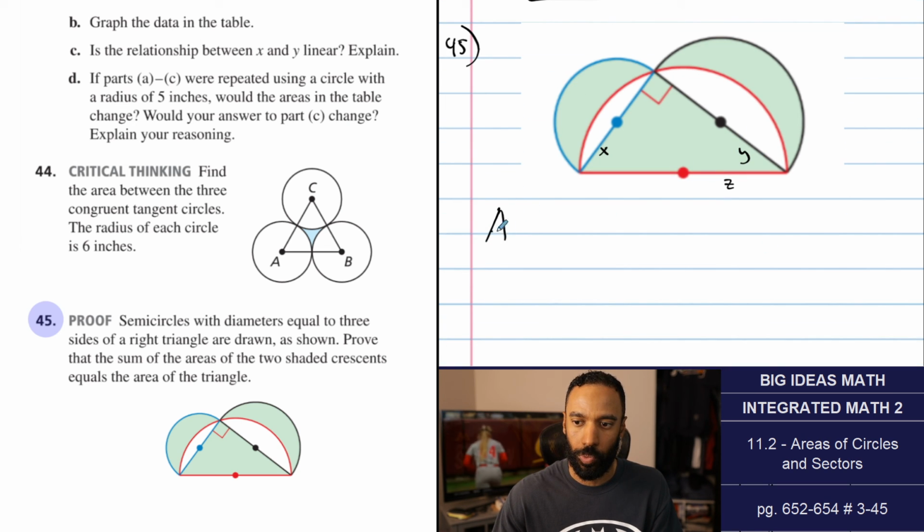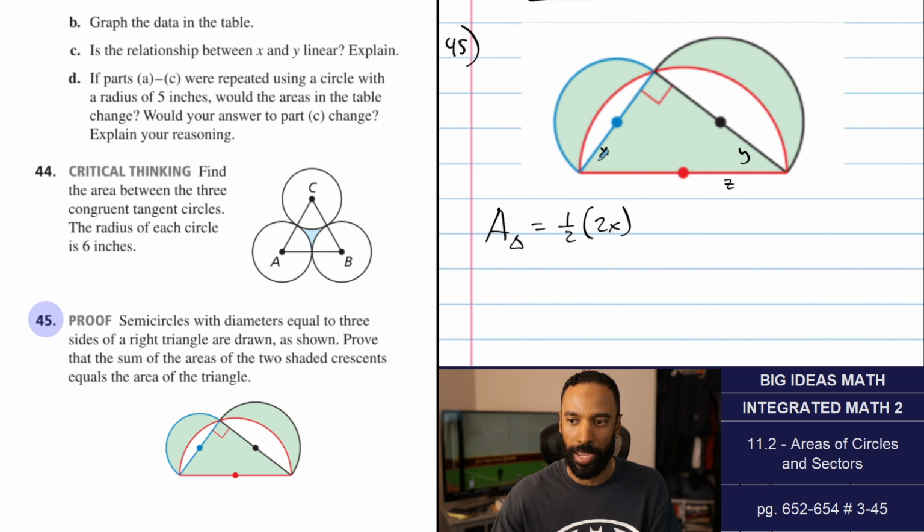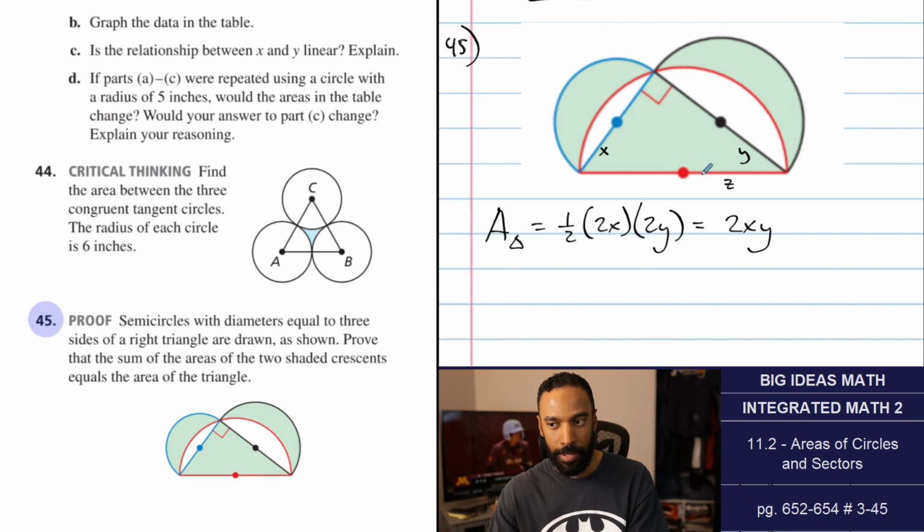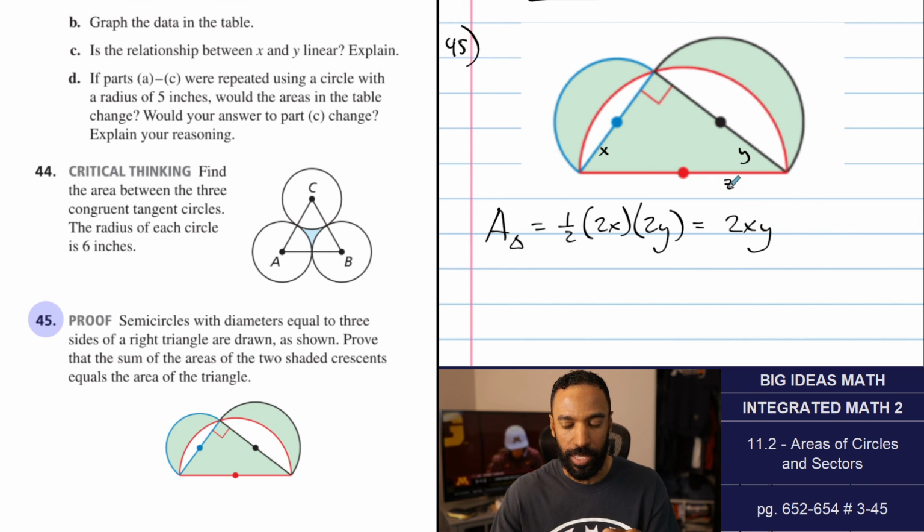So the area of the triangle will be 1/2 base, if I call that 2x, times height, let's call that 2y. Half of 4xy is 2xy. So I need basically the area of this shaded region to end up being 2xy. Z is obviously not used in this.